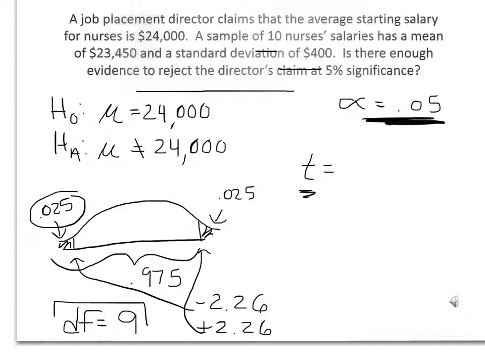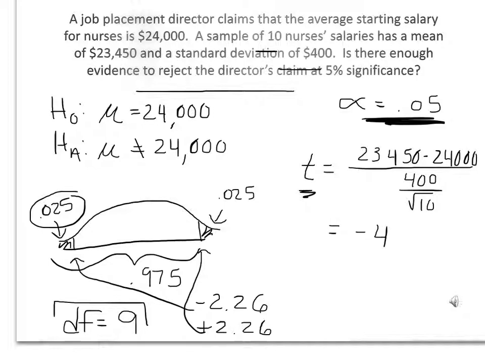And now I'm going to find my test statistic. I'm going to take my x bar value, my mu, all that over my standard deviation divided by the square root of, in this case, 10. And that's going to give me a test statistic of negative 4.35.